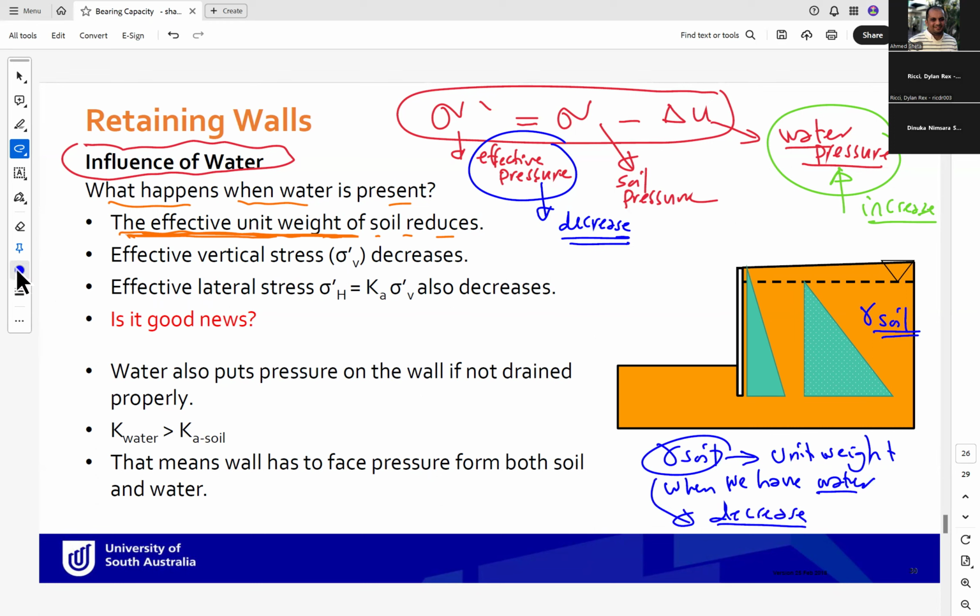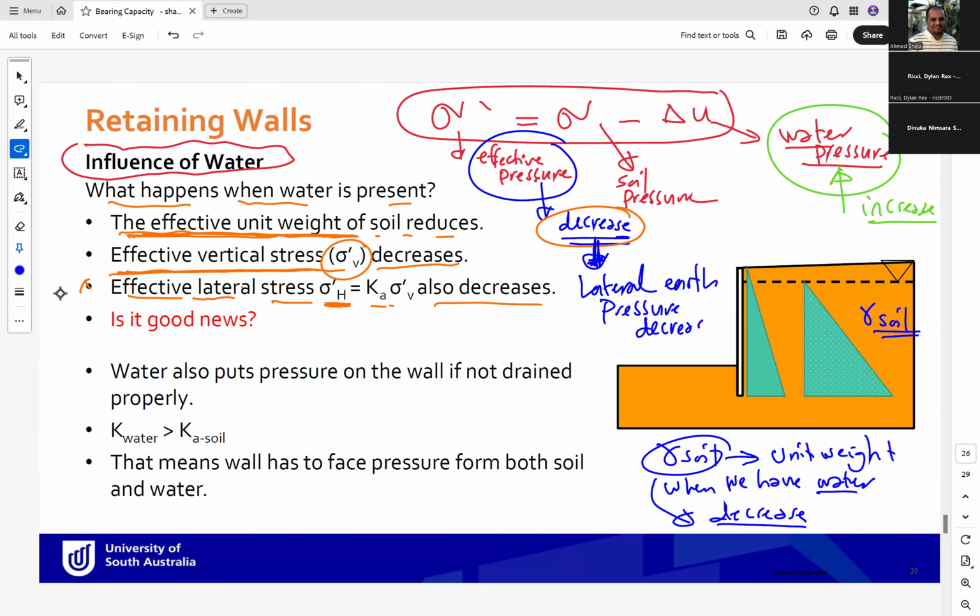Okay, the second important thing we need to know is that the effective vertical stress also decreases. So when the water pressure increases, the effective vertical stress sigma dash, or sigma prime, decreases. And also the effective lateral stress, sigma prime horizontal equal to Ka sigma V, also decreases. So just ignore this one now. What happens when the vertical pressure decreases? The lateral earth pressure also decreases, because there is a relation between the vertical stress and horizontal stress. So this is what is meant here. The effective lateral pressure also decreases.